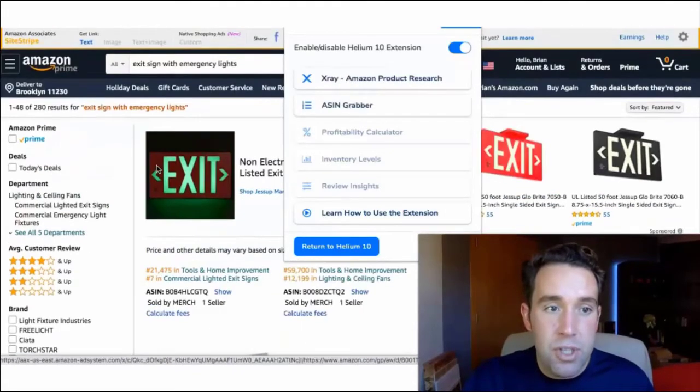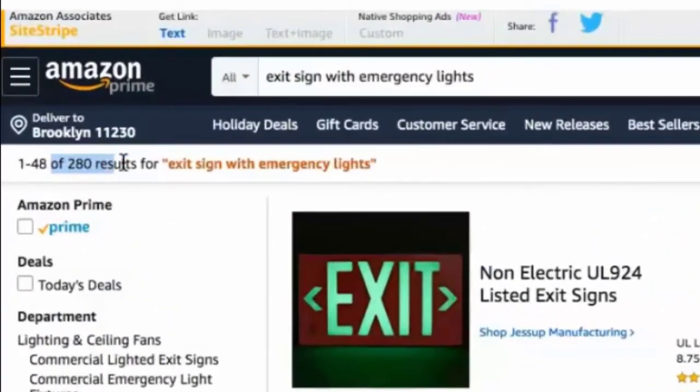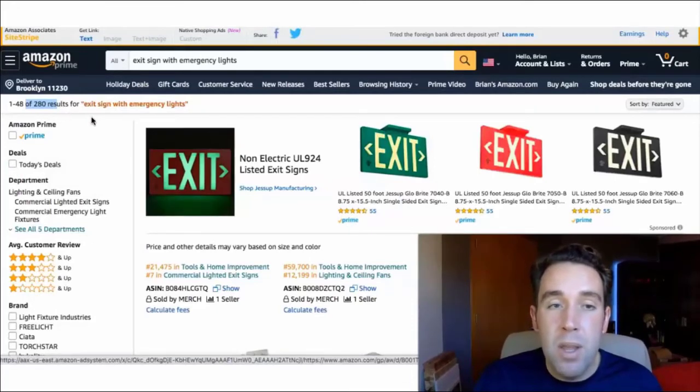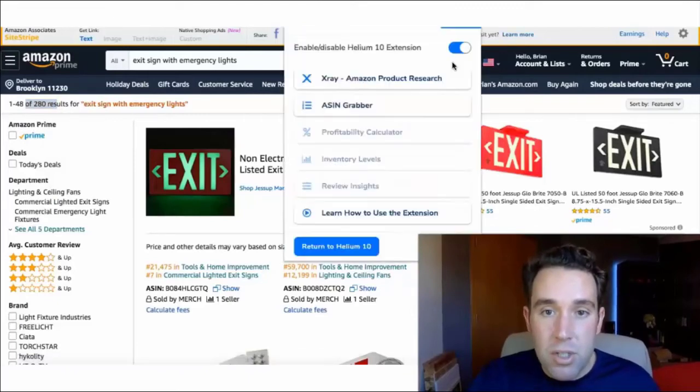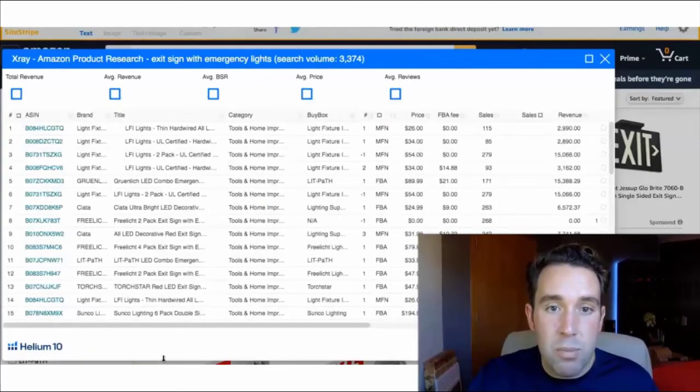Guys, the first thing I look at in the top left is the total results. 280 total results. Usually you can take half of that number, and that's about how many other sellers there are. So 150 other sellers is very, very low, versus if you typed in something like sheets, you're looking at over 100,000 other sellers. So let's run X-ray on this one together and let me see what you guys think. This is an exit sign with emergency lights.